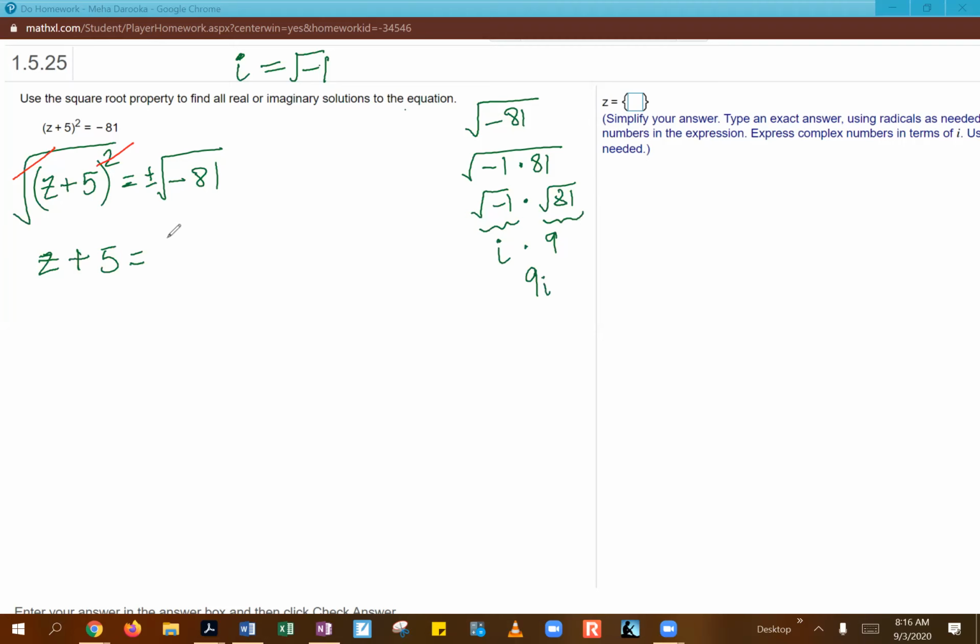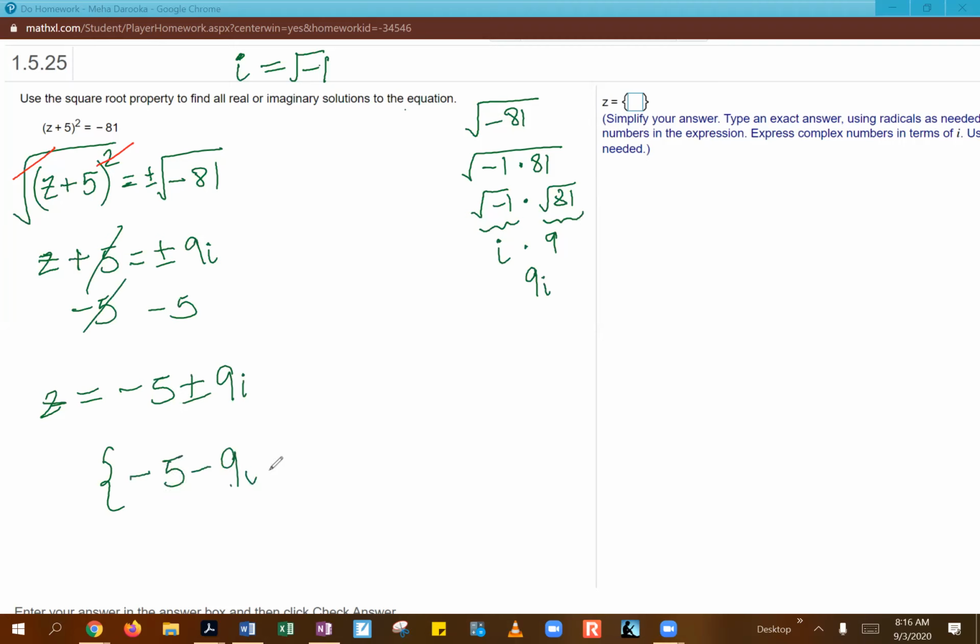All right, very nice, guys. So we end up with 9i over here. And then, of course, remember, you should still have the positive and the negative sign there. Let's make that bigger. And then, all you have to do now is just get rid of that 5, move it to the right-hand side, and you end up with z equals negative 5 plus or minus 9i. So again, if you wanted to write these as separate answers, you can write this as negative 5 minus 9i and negative 5 plus 9i.